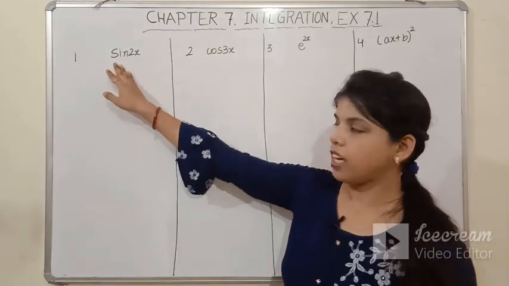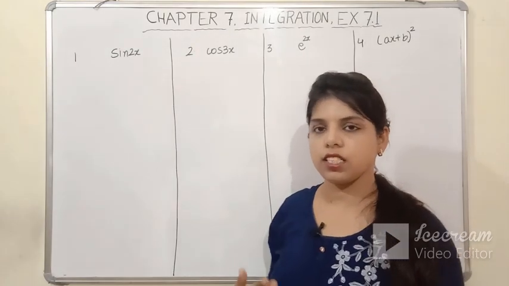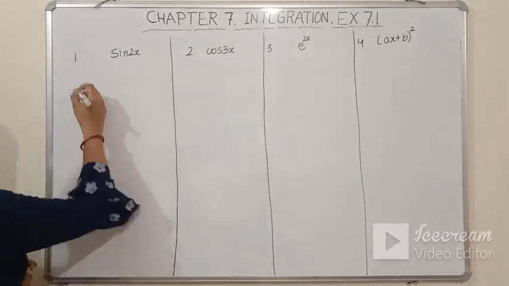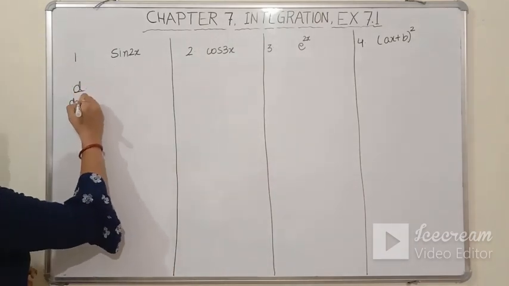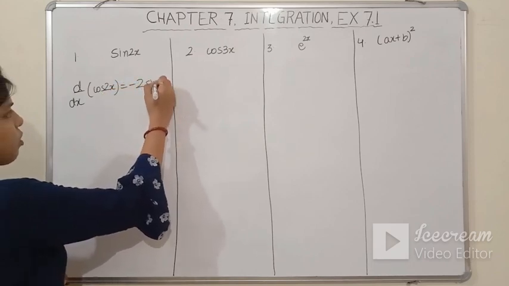All of you know that the derivative of cos x is minus sin x. So the derivative of cos x will give you this answer in the sin x. So I am writing here, if I take the derivative of cos 2x, what will our answer be? Definitely minus 2 sin 2x.